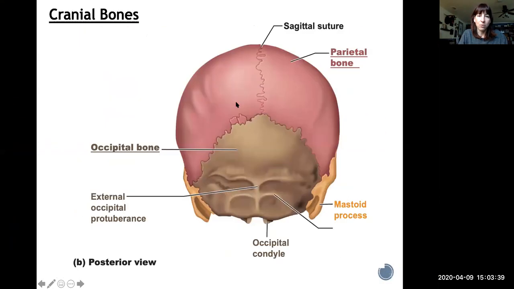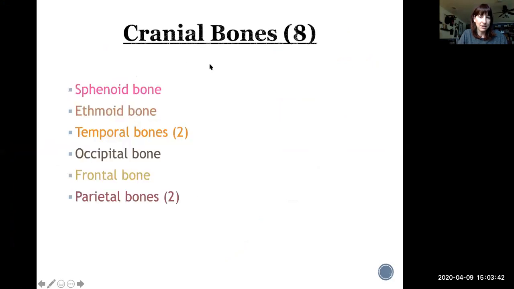Okay, so first let's go back, and now let's look at the major cranial bones. So the sphenoid and the ethmoid bone are weird. You can't see them from all angles.